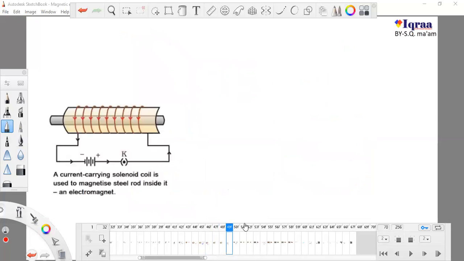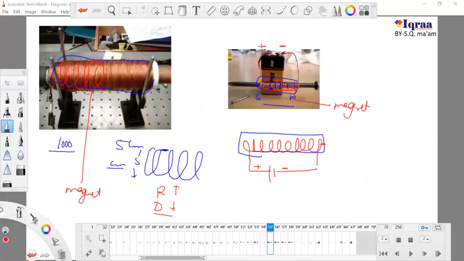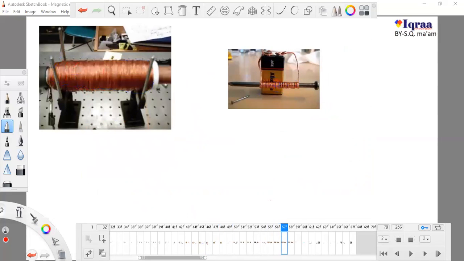Now, this was our solenoid and it is made up of copper. You can see this is the solenoid, and the coils are made up of copper. These are the coils and they are made up of copper. So they are electromagnets. These are showing magnetic effect, they are magnets now.